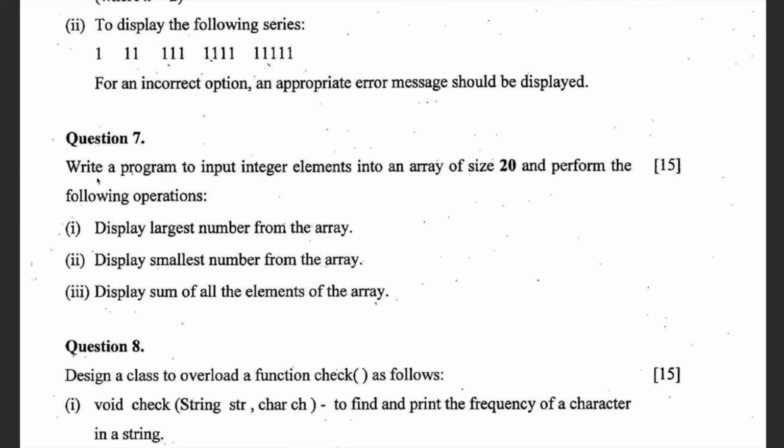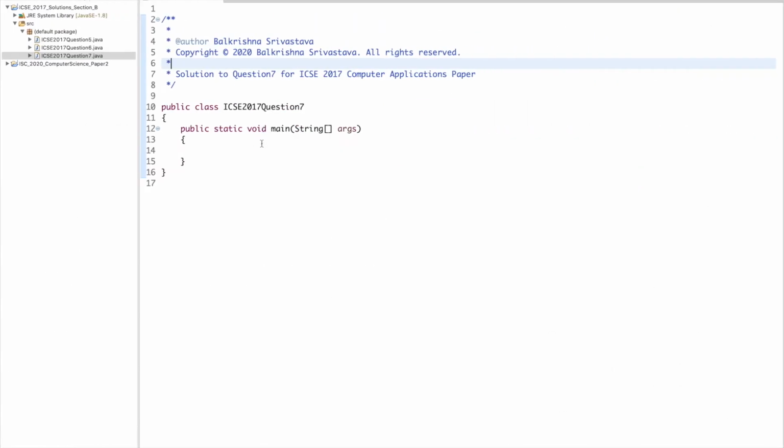So the question says, write a program to input integer elements into an array of size 20 and perform the following operations. Display the largest number from the array, display the smallest number from the array, display the sum of all elements of the array. So let's get to coding now.